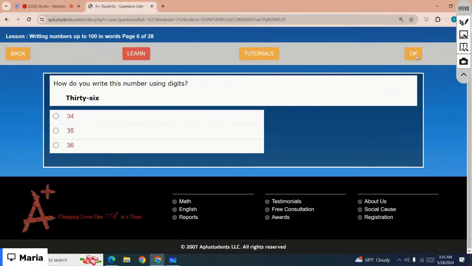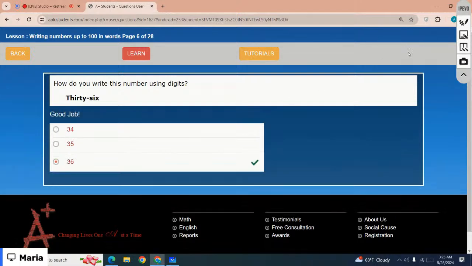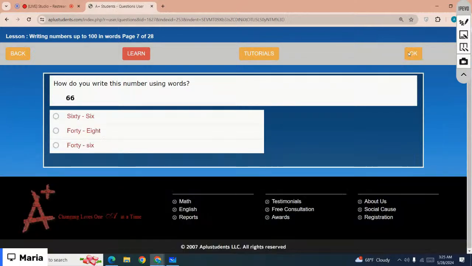The correct option is 36. Yes, that's option number three is the correct option. How do you write this number using words, which is the correct option? Yes, that is option number one. That's how you write 66.